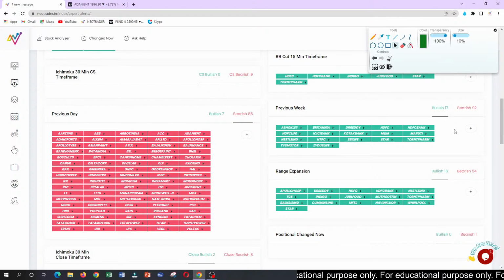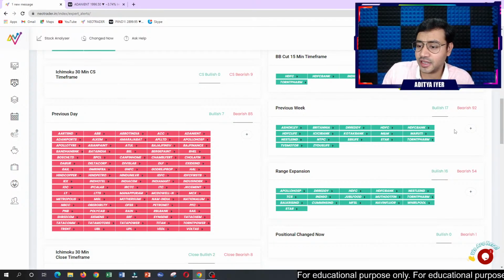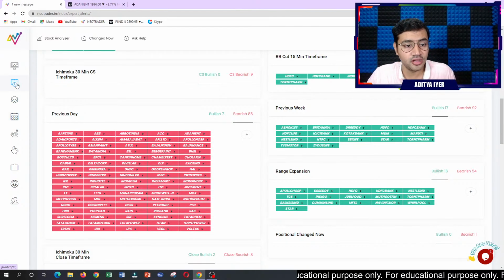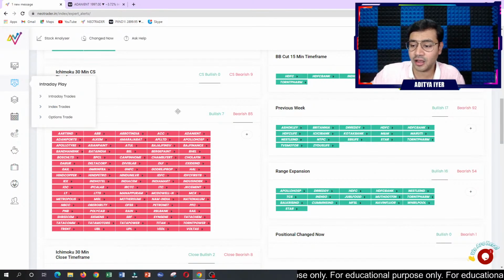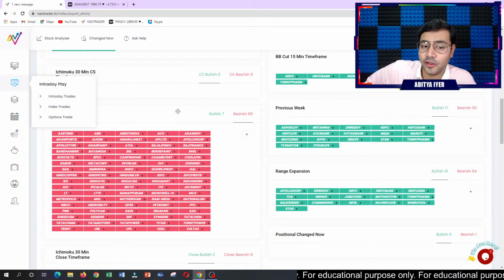Rajnikant Pradhan, futures and options trade is available in the NeoTrader light version. Yes, we have the index page here. The index trades page is available in your light version as well.